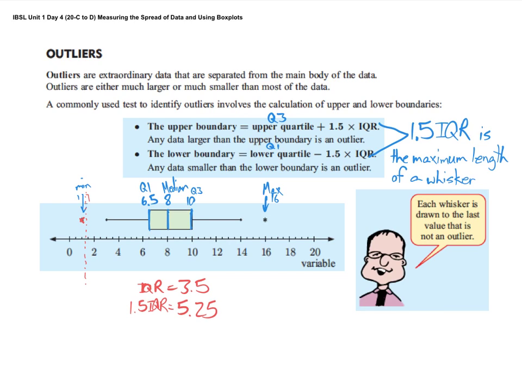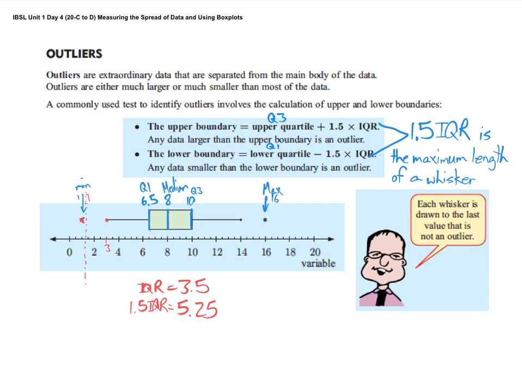Now, notice though our bottom whisker is not drawn all the way to that dotted line. It's drawn to 3. Okay? So we don't make the whisker go all the way to the dotted line. What do we draw the whisker to? The minimum, not including the outlier. Yeah, it's the minimum of the scores that are not outliers, okay?